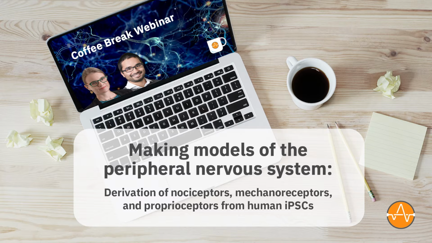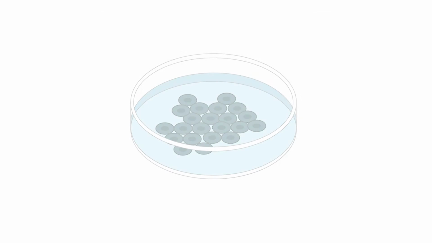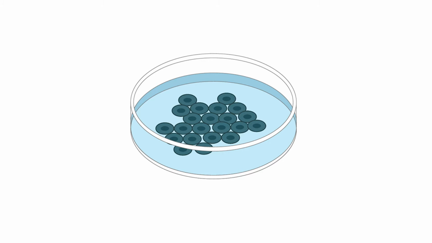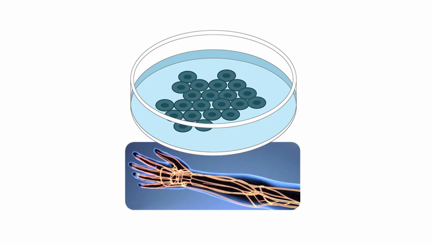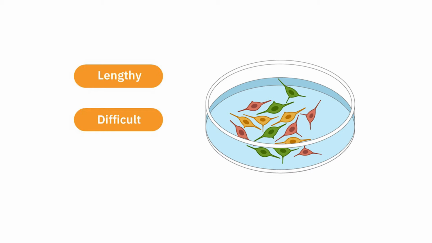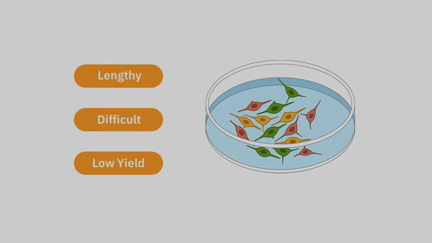Today's topic is the derivation and characterization of peripheral neurons. Human pluripotent stem cells provide a powerful platform to model diseases of sensory neurons in the peripheral nervous system and study their underlying mechanisms. Unfortunately, protocols to differentiate sensory neurons from human pluripotent stem cells can be lengthy, technically difficult, and may not yield large quantities of the desired cell types.